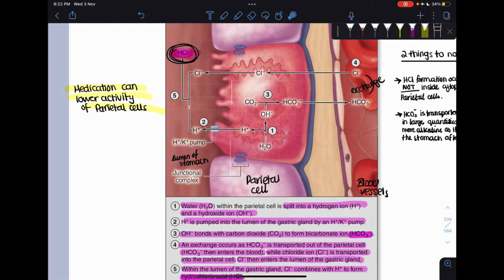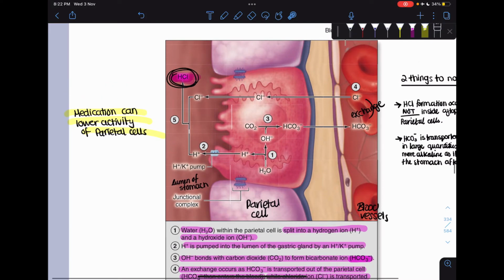Okay. Upon the entrance of the chloride ion, it bonds with the hydrogen ion that's in the lumen of the stomach, forming hydrochloric acid. So let's recap. First, the water in the parietal cell splits into a hydrogen ion and a hydroxide ion. The hydrogen ion is moved outside via the hydrogen potassium pump.